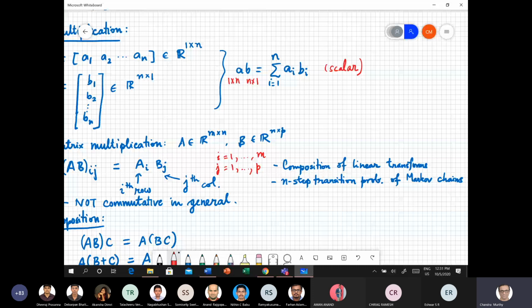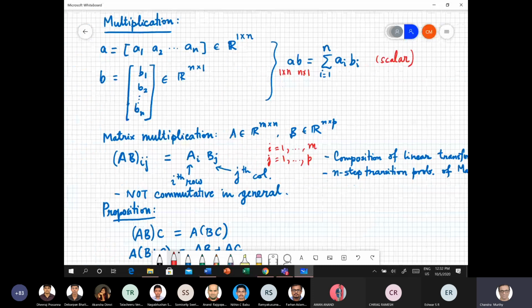Now, if I ask what is the probability that I end up in state J starting from state I, not in one step of the Markov chain, but after, say, P steps of the Markov chain, then it turns out that this corresponds to taking the one-step transition matrix and multiplying it by itself P times. And that multiplication again is defined as defined here. So think about it: this way of defining matrix multiplication is really not intuitive, but it's useful in a variety of scenarios, and that's why we define matrix multiplication this way.